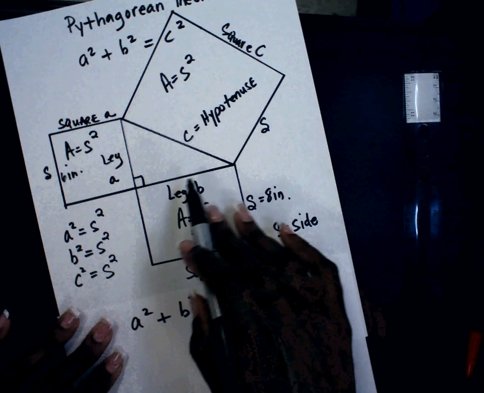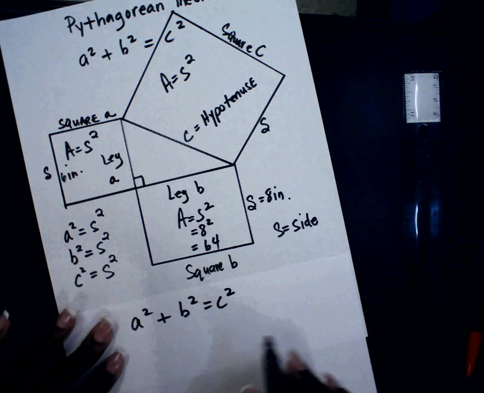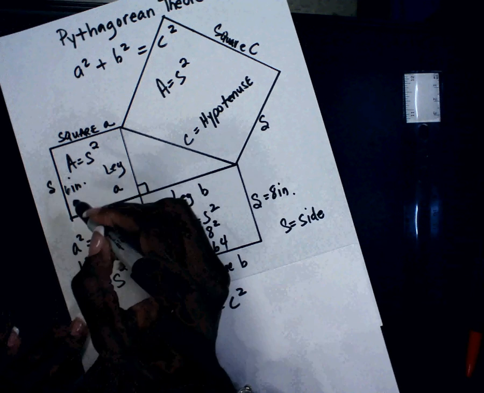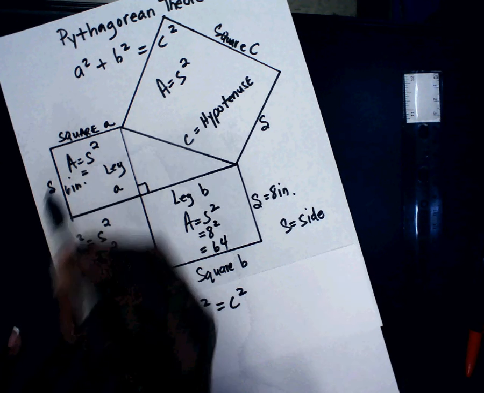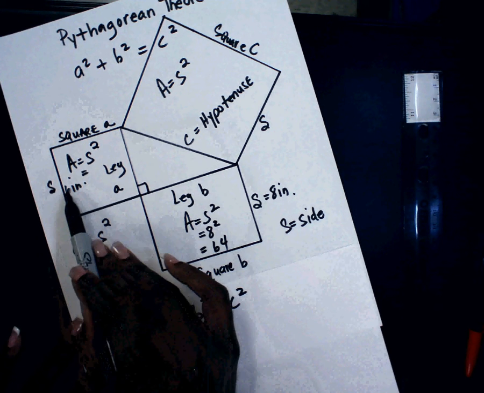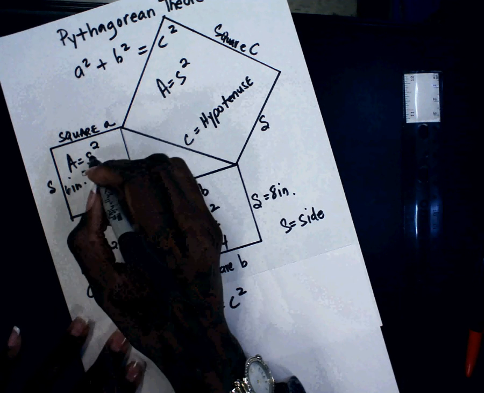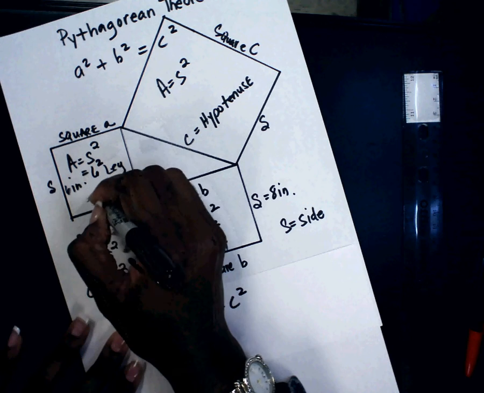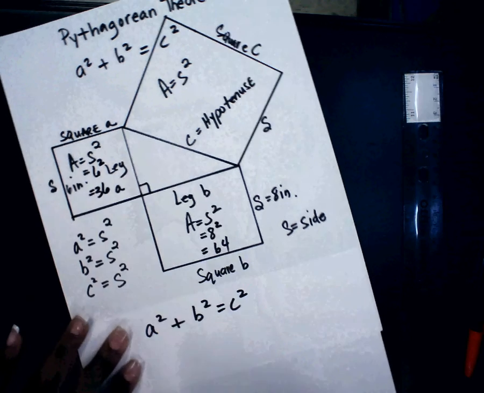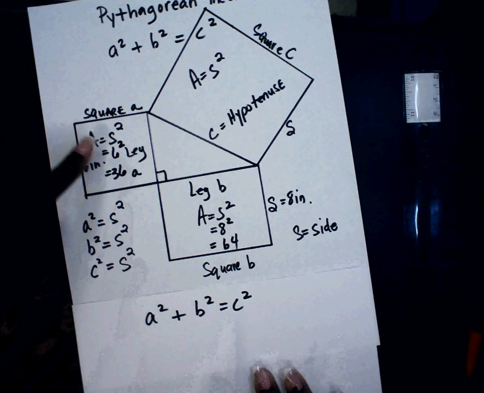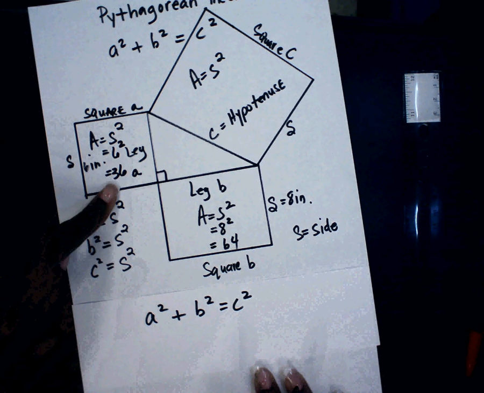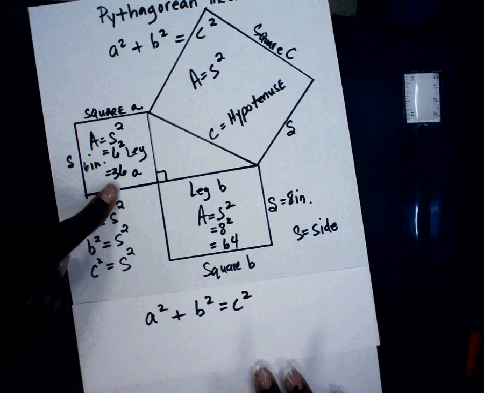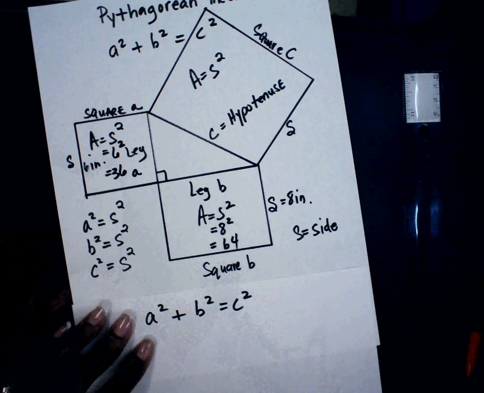Let's see what the area is for this square. So we see that the side is equal to 6 inches, so we have 6 squared is equal to 36. So the area for this square is 36 square inches, okay? It's 36 square inches, so I'm going to go ahead and note that, 36 square inches.